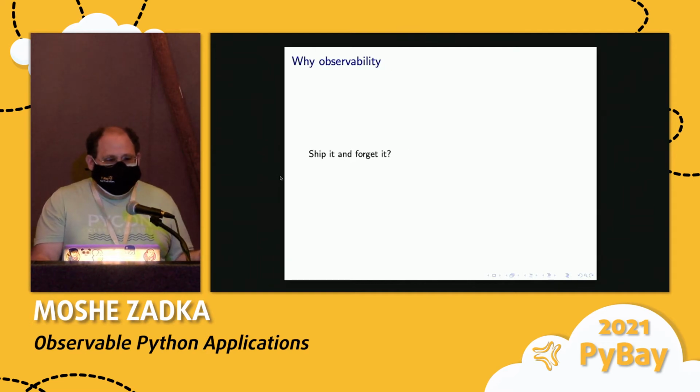So why do you need observability? You can, I guess, ship it and forget it. But presumably, the reason you wrote your code and the reason it's running is because someone needs it. Otherwise, you're just contributing to global warming for no good reason, right?